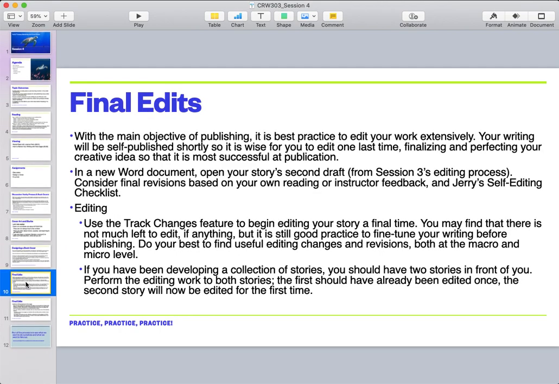Our final project is going to be our final edits. So we're kind of doing the same thing we've done before, where you're taking my edits and your edits and you are continuing all of those. And then you're looking as well at Jerry's self-editing checklist. And then you can do that track changes feature for a final time. So I would encourage you to take the edits from session 3 and clear all of those. So accept, remove, alter, do all of that, and then start a new track changes so that it's just clearer.